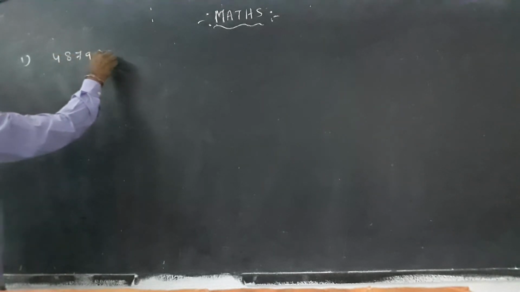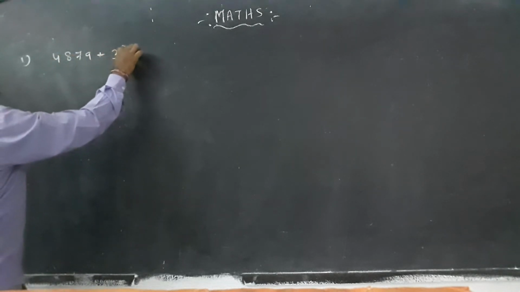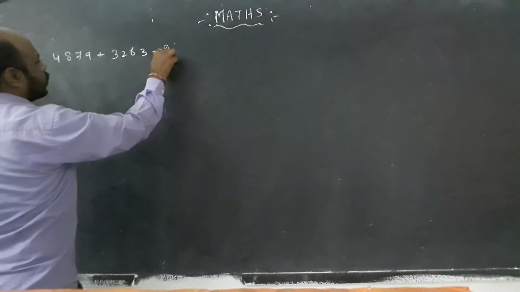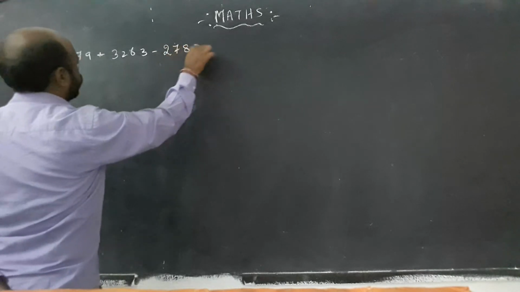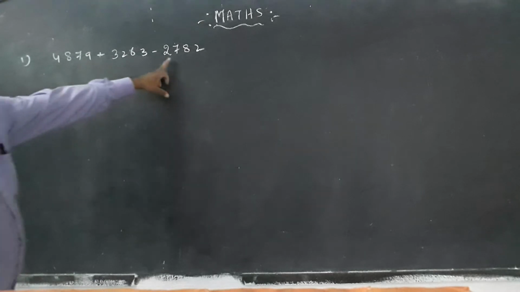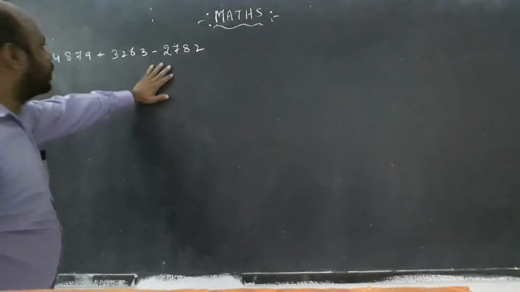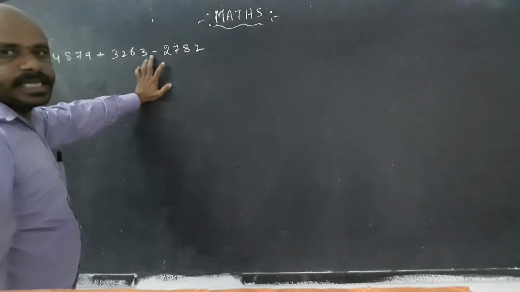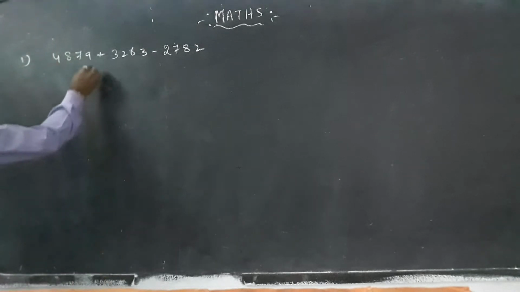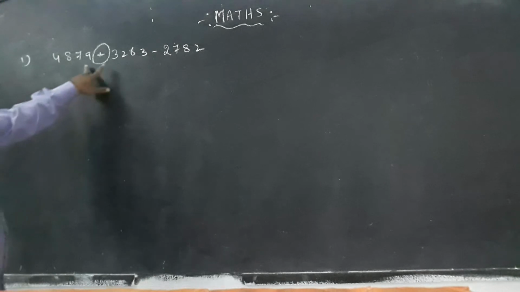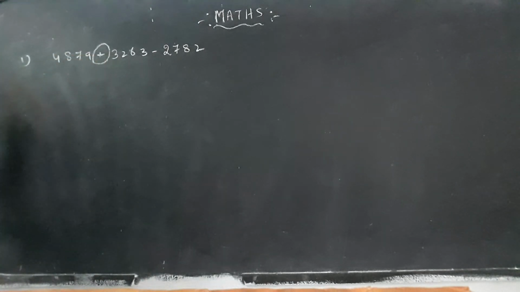4879 plus 3263 minus 2782. See, children, in this sum three numbers are there. Between the first two numbers is an addition symbol, and between the second two numbers is a subtraction symbol. First, whichever symbol is there, we have to apply that symbol between the first two numbers.